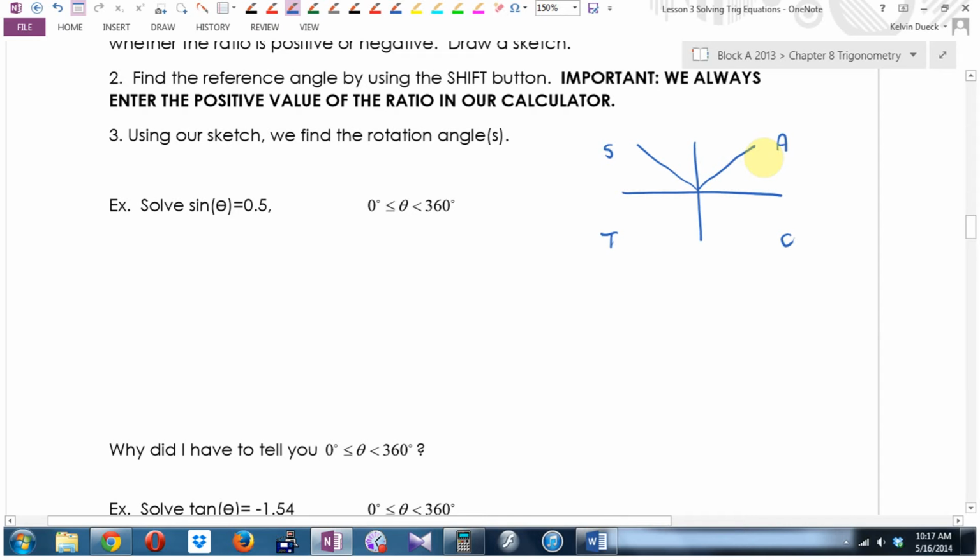Step two, find the reference angle. Now, how do I find the reference angle? My symbol for reference angle is capital R theta. That's going to be the inverse sine of 0.5. Can you all do that on your calculator? The shift sine. What your calculator gives you is the reference angle. Now, where is the reference angle? The reference angle is that, and it's that. We're looking for two angles. I'm going to call them theta 1 and theta 2.